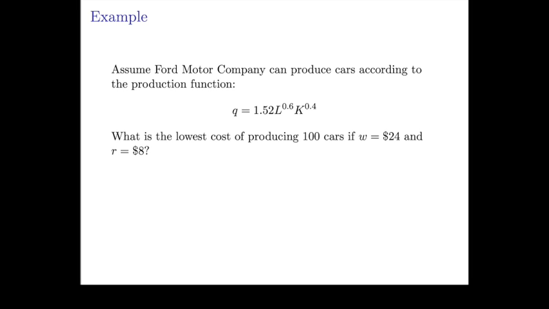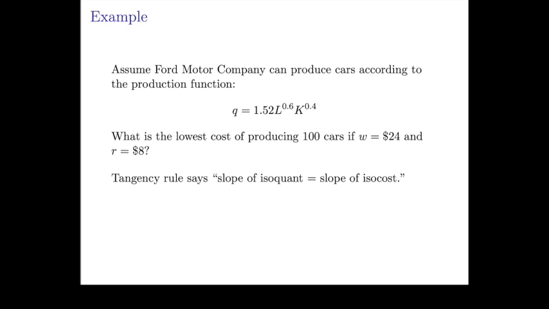Let's do an example to see how to solve the cost minimizing choice of inputs. So let's say the Ford Motor Company can produce cars according to the following production function. The number of cars produced as a function of labor and capital is, if they use L units of labor and K units of capital, then they produce 1.52 times L to the 0.6, K to the 0.4 cars. So the exercise is to find the lowest cost of producing 100 cars when the wage rate is 24 and the capital rental rate is $8.